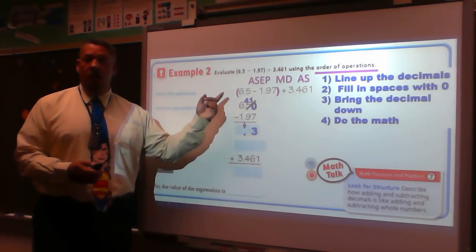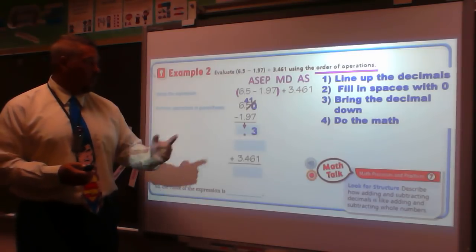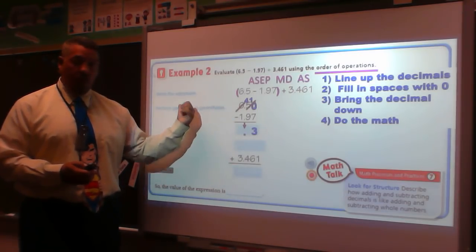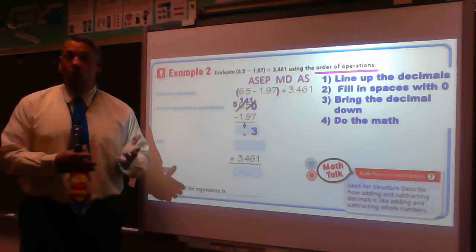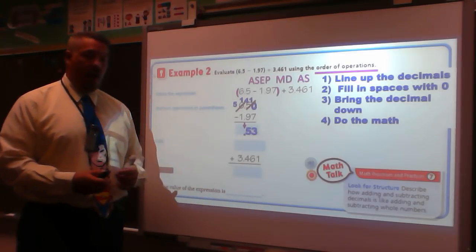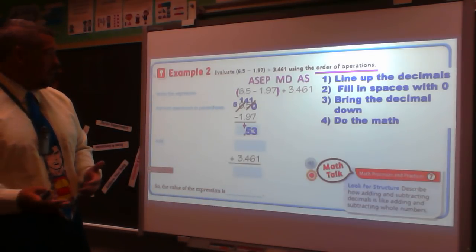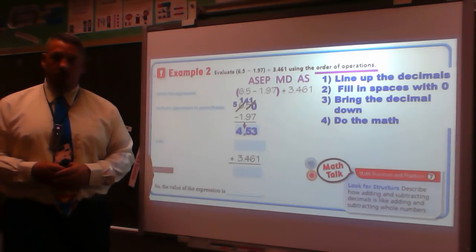All right, so 9, and I'm going to take it away from 4. Can't do that one either. So I have to borrow from the 6. It becomes 5. And I carry the 1 over to the 4. And now I have 14 minus 9, which I can do. 14 minus 9 gives me a remainder of 5. And then I'm left with my whole numbers of 5 minus 1, which is 4.